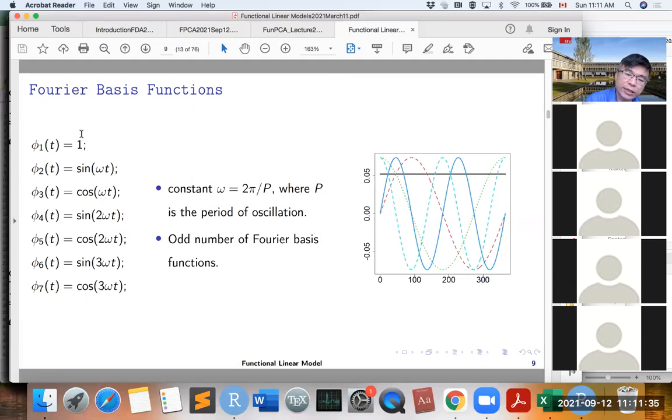You can see that when we have the Fourier basis functions, the sine and cosine functions appear in pairs. Plus, we always have the first basis function equal to 1. So the number of Fourier basis functions will always be an odd number. This shows you what the Fourier basis functions look like.